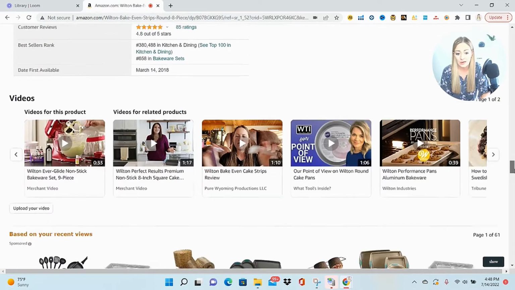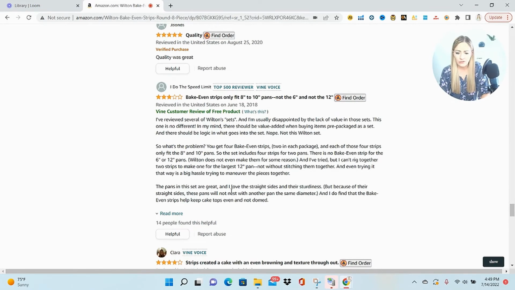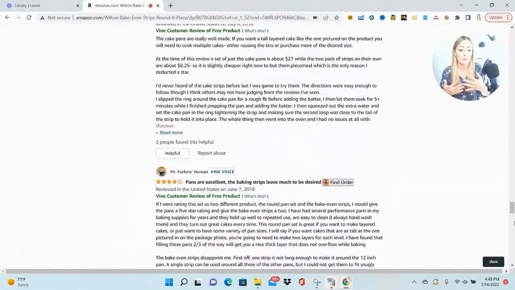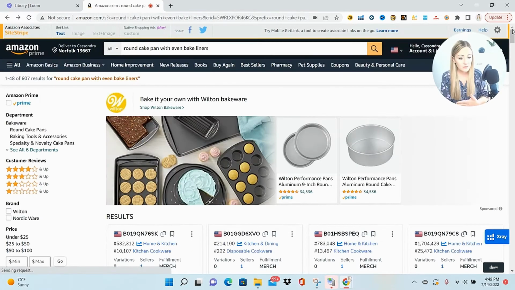Because that's what's important. So right here, this one only has 3 reviews, and it says that the bake even strips only fit in 8-inch to 10-ounce pans, not the 6-inch to the 12-inch. So there's something to keep in mind. If we do decide to put those strips with it, we want to make sure we're getting the right size that fits our pan. So looking at past reviews is a really powerful step in the research process to see what customers like, see what they don't like, and then we know where we can improve and make our listing better than the competition.